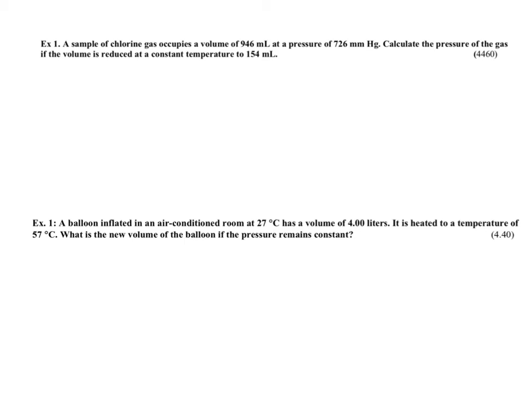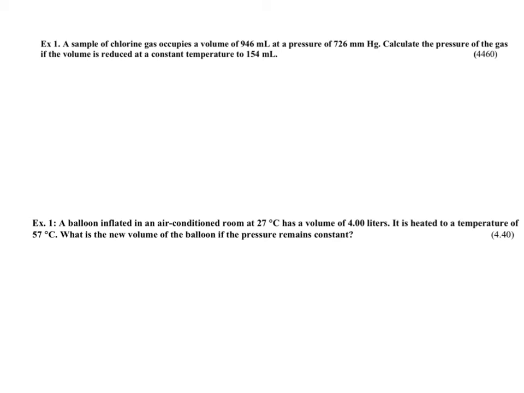Okay, so let's look into how to actually calculate and use this. When you're approaching a problem on gas laws, there usually isn't a heading that says, hey, this is the ideal gas law, this is the combined gas law, use Boyle's law. You have to use what's in the problem to help you figure out what law to use. So let's read the first one. A sample of chlorine gas occupies a volume of 946 milliliters at a pressure of 726 millimeters of mercury. Calculate the pressure of a gas if the volume is reduced at a constant temperature to 154 milliliters. So let's write down what we have. The way you figure out what law you're going to use is by writing down your knowns and unknowns.